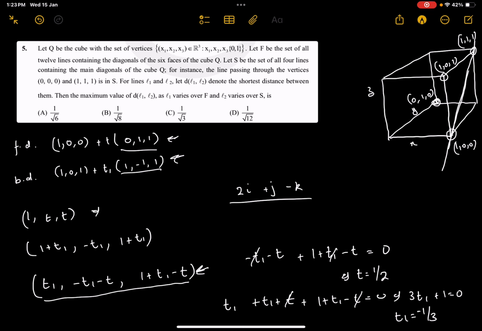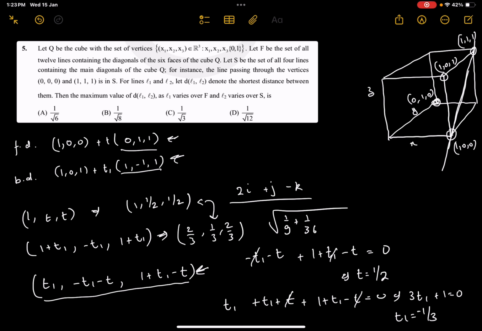So the 2 points become (1, half, half) and (2 by 3, 1 by 3, 2 by 3). So the distance between the 2 points is under root (1 minus 2 by 3) squared is 1 by 9, (1 by 2 minus 1 by 3) squared is plus 1 by 36, (1 by 2 minus 2 by 3) squared is again plus 1 by 36, which is equal to root 1 by 6. So the answer is A.